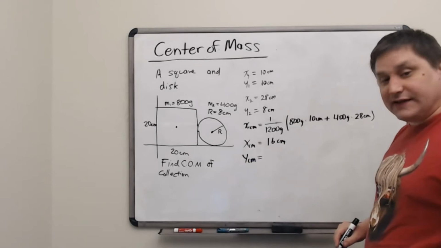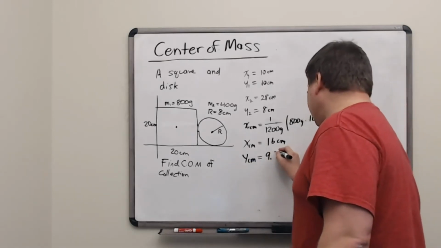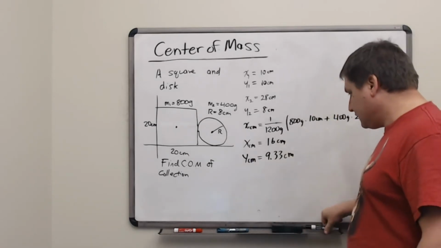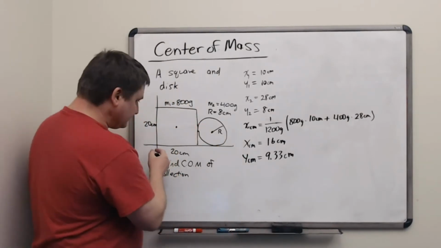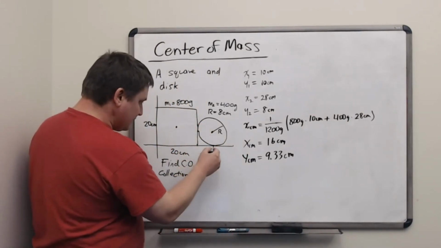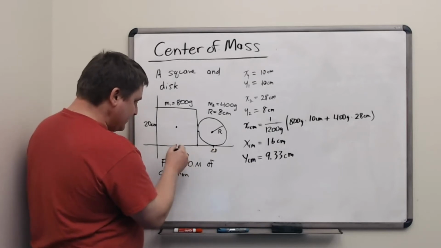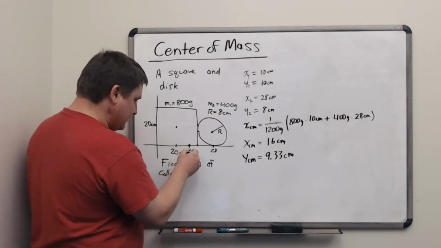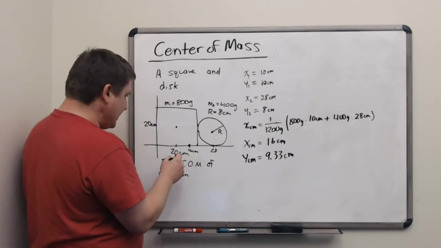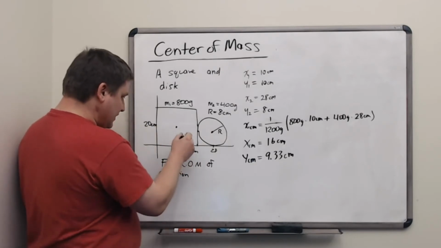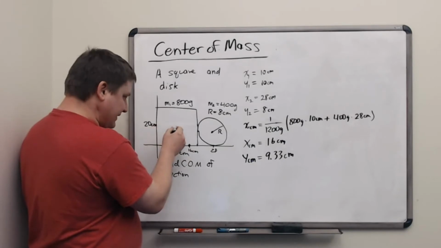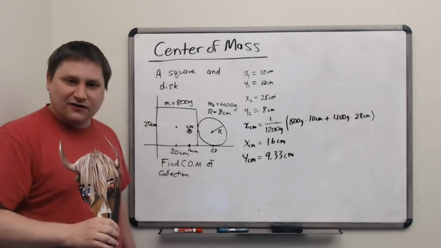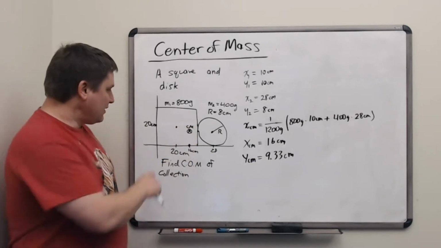If we follow through it and do the same thing for the y-coordinate, you can test yourself with this calculation. The answer is 9.33 centimeters. So the center of mass of this system, this is 20 along here, this is 28, that's 10. So 16 is just about there for centimeters horizontally. 9.33 centimeters is, well, the middle of the square is at 10, so 9 is a little bit less than that. So this spot here is the center of mass of the collection of square and disk.